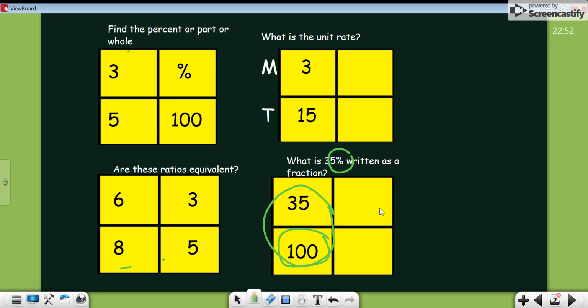There are common factors in 35 and 100. 5 will go into both of them. 35 divided by 5 will give me 7. 100 divided by 5 will give me 20. The simplified fraction for 35 over 100 is 7 over 20. It's just written inside a proportion box.